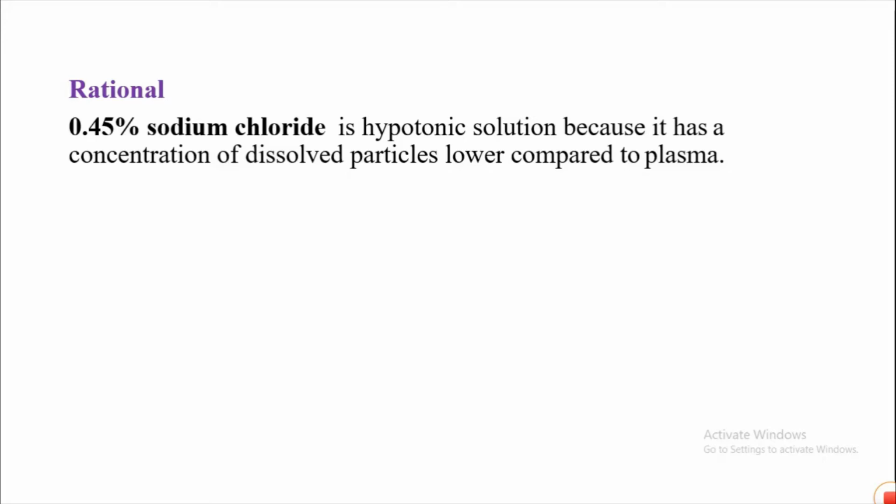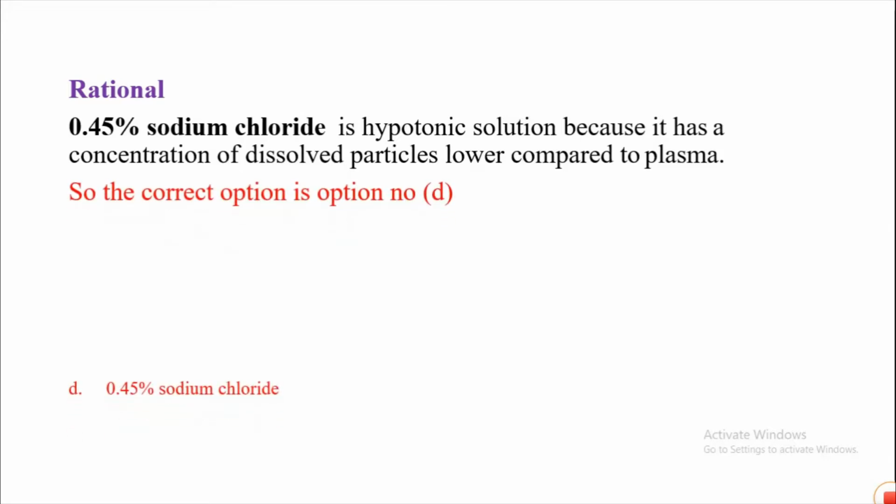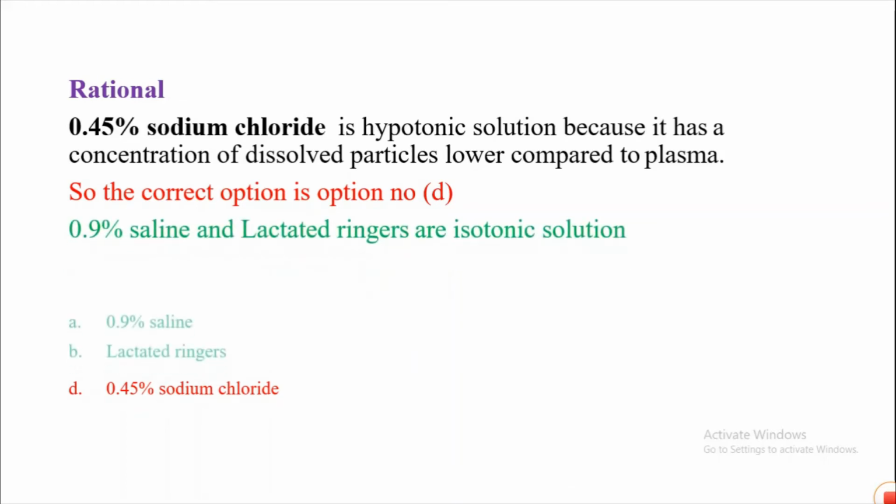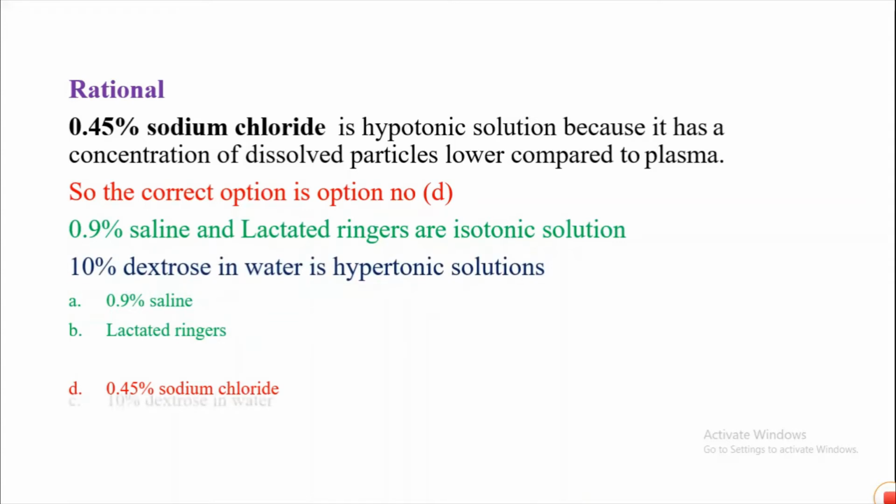0.45% sodium chloride is hypotonic solution because it has a concentration of dissolved particles lower compared to plasma. So the correct option is option number D. Option number A and B, 0.9% saline and lactate ringers, are isotonic solution. And option number C, 10% dextrose in water, is hypertonic solution.